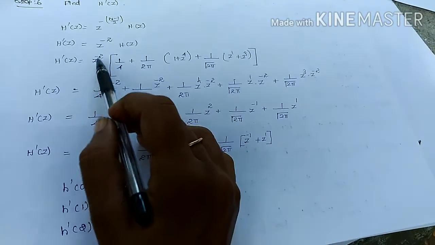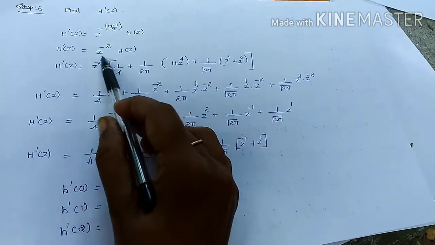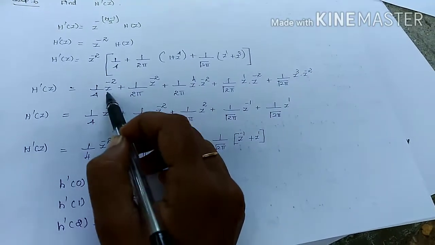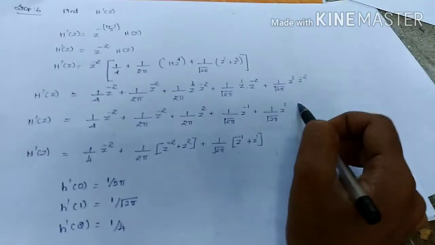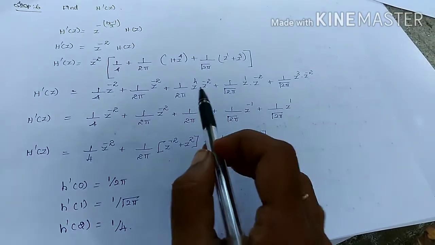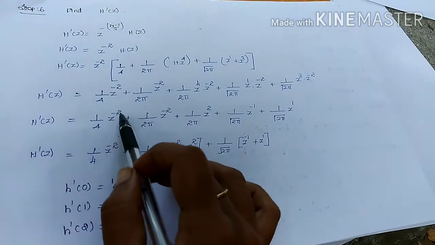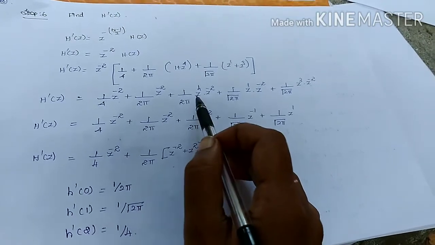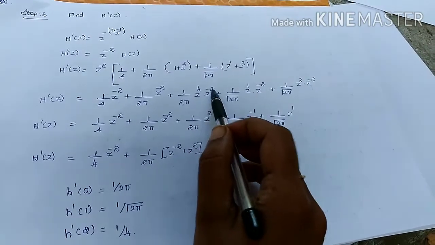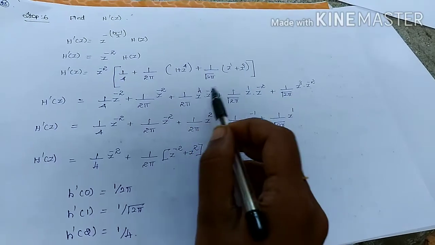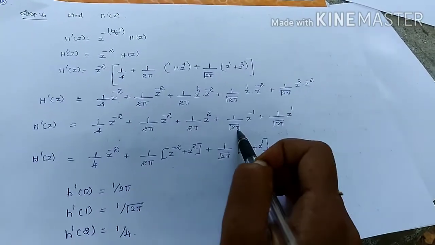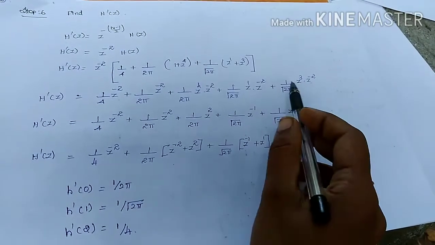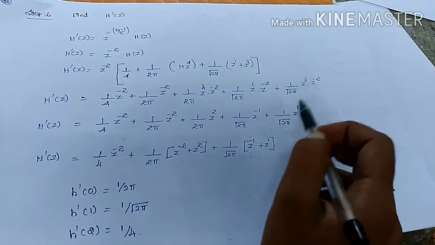Then multiply z power minus 2 with the whole bracket. So I will get 1 by 4 into z power minus 2. Similarly, I will get this. Okay. So finally, here 1 by 4 into z power minus 2 plus 1 by 2 pi, here z power 4 and z power minus 2. So here I will get z power 2. 4 minus 2 is 2, right? So z power 2. Here also z power 1 and z power minus 2, I will get z power minus 1. Then here z power 3 and z power minus 2, I will get z power 1, right?